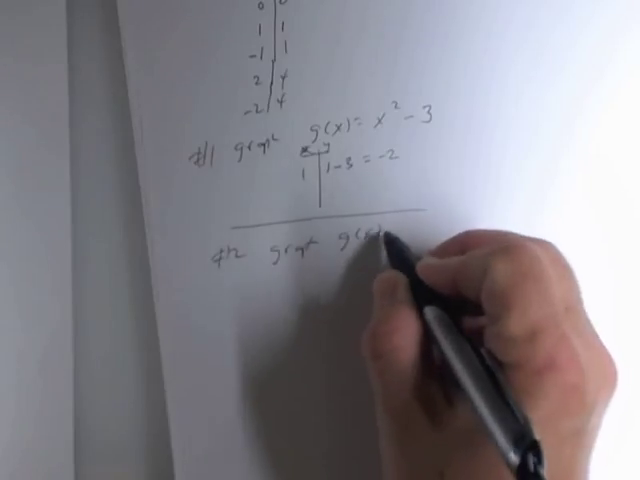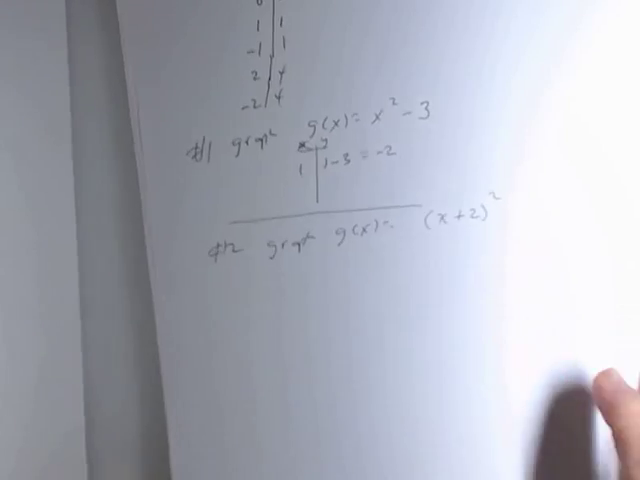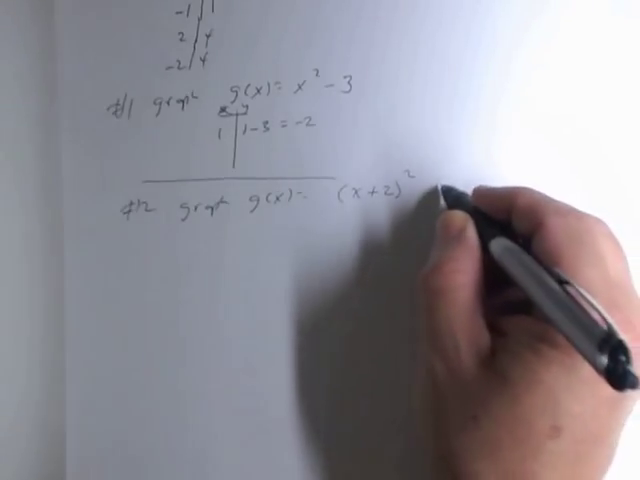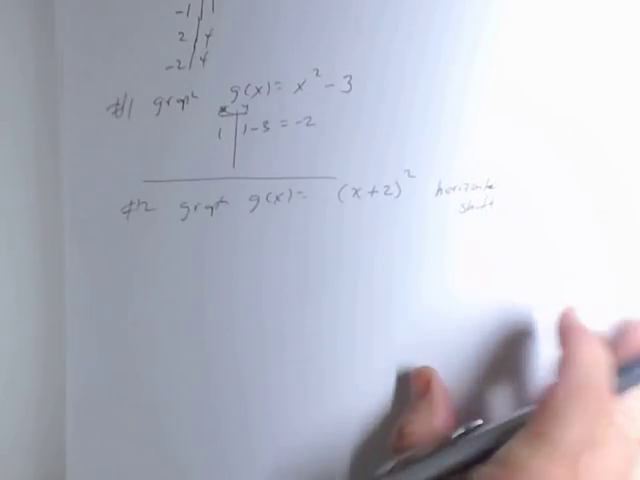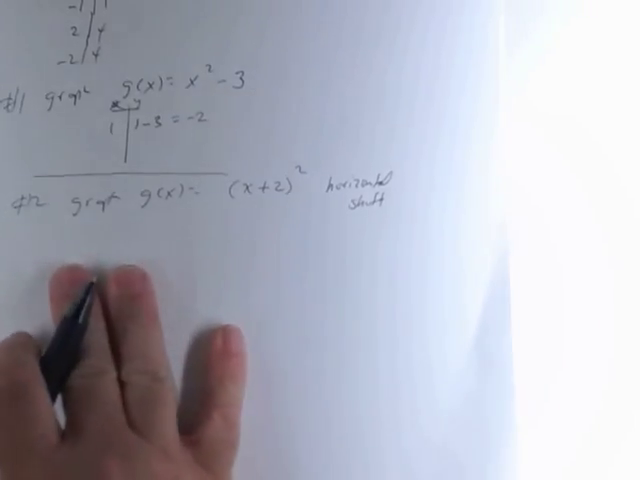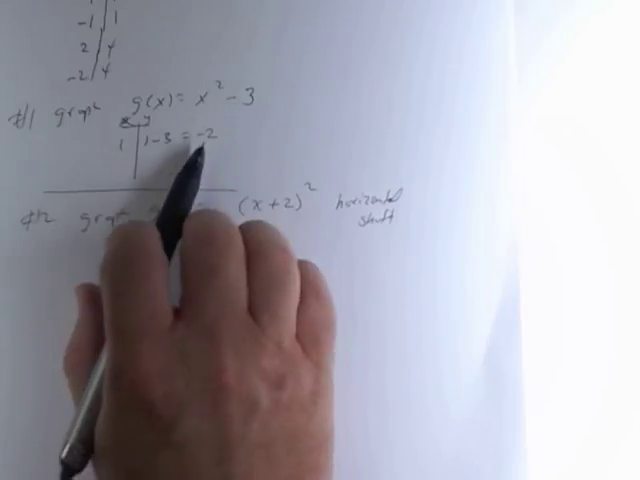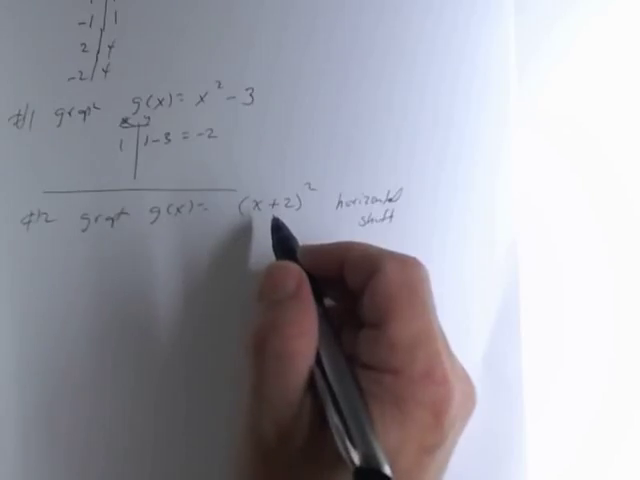you want to graph g of x, which equals (x plus 2) squared. So now where's the 2 located? Outside or inside? Inside. If it's inside, it's what kind of shift? Horizontal. This is a horizontal shift. Now, here's the issue. A vertical shift is easy to see. See the subtract 3? That subtract 3 says I go where? Down 3.